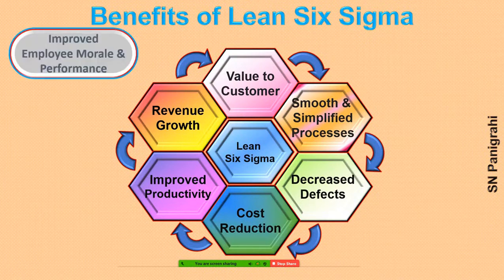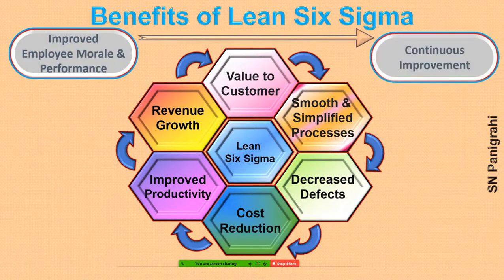Lean Six Sigma also improves the morale of the employees and their performance, and it talks about continuous improvement. It is not like some one-time project that we have done; it has to be continuously improved. There is no question that we have achieved perfection, so there is always scope for improvement. That is the basic concept behind Lean Six Sigma. So it is continuous improvement.